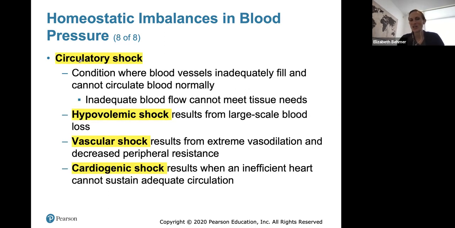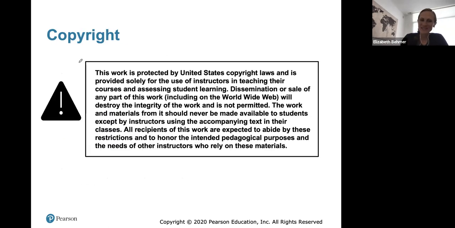And then we go through the types of shock, which I want you to know. Circulatory shock is the all-encompassing idea that it's a condition where your blood vessels are inadequately filled and cannot circulate blood normally. This inadequate blood flow is dangerous because it cannot meet the needs of the tissues. Hypovolemic shock results from a large-scale blood loss. Vascular shock results from extreme vasodilation and decreased peripheral resistance. And cardiogenic shock results when an insufficient heart cannot sustain adequate circulation. So you should know those. That's the end of this chapter.